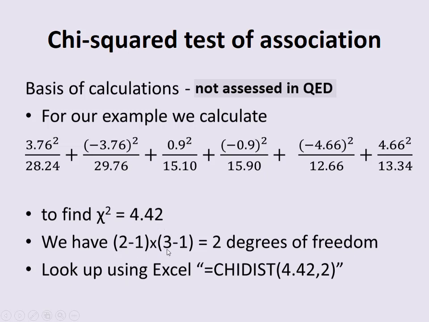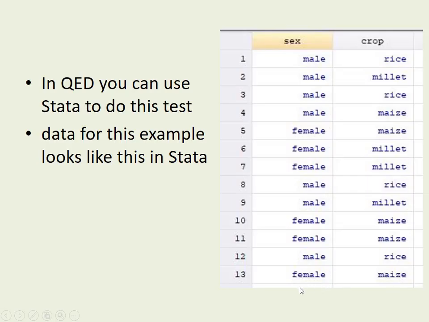This is how many degrees of freedom you got. So it's number of columns minus 1, number of rows minus 1, 2 degrees of freedom. In Excel, you type in this formula here, which says, okay, I've got a chi-squared value of 4.42. I've got 2 degrees of freedom. Tell me what's the chance of getting a number as big as that. In QED, of course, you just use data to do it.